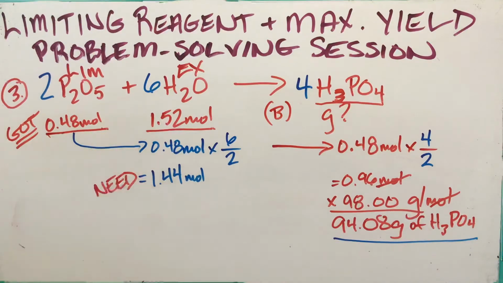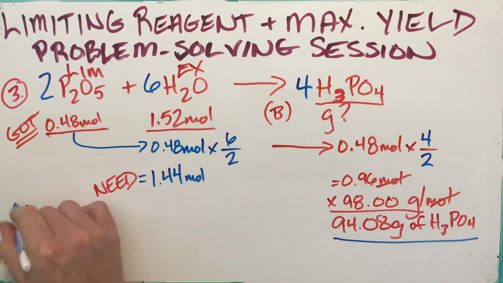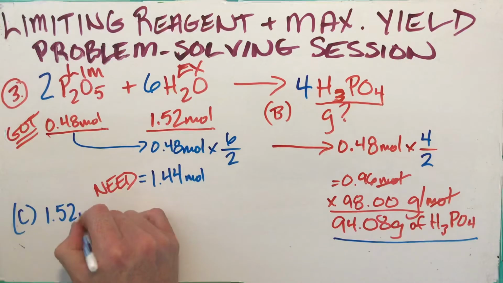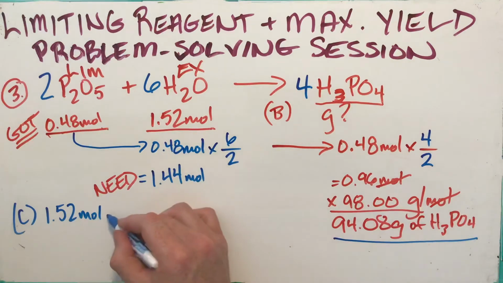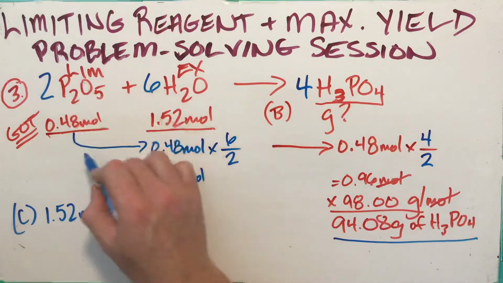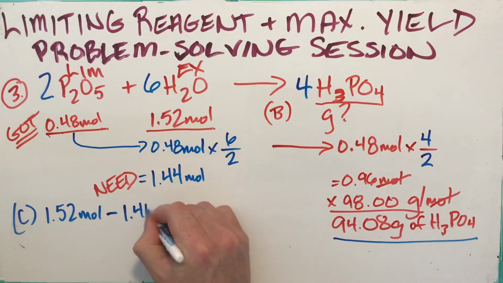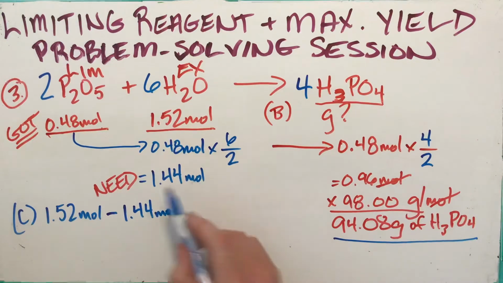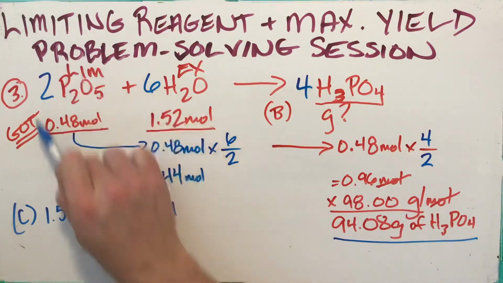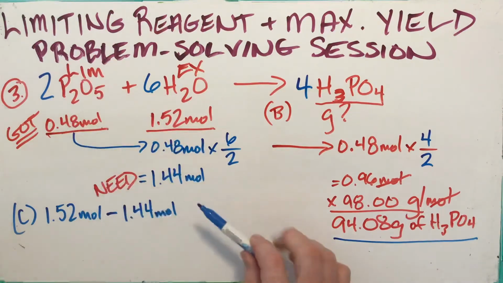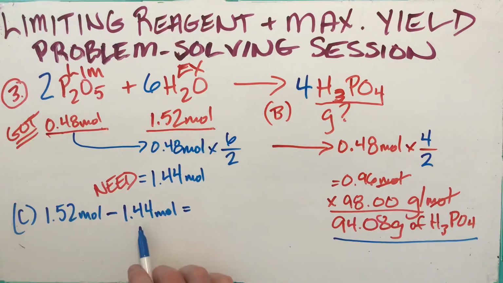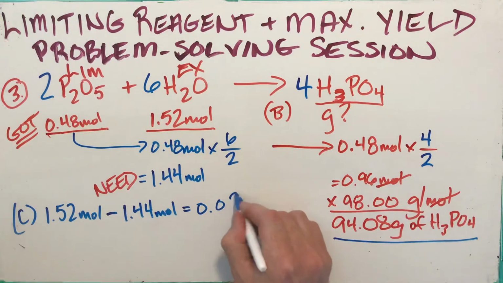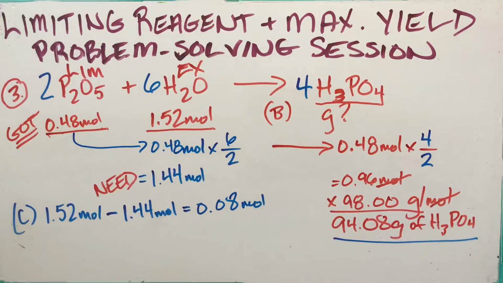I had 1.52 moles. So for C, I'm going to take 1.52 moles. That's how much I started the lab with. I'm going to subtract how much I needed to burn off all of that limiting reagent, which I know gets consumed first. I needed 1.44 moles to do that. Start with this, burn this off. When I subtract those, I get how much is left unreacted, and that's 0.08 moles.